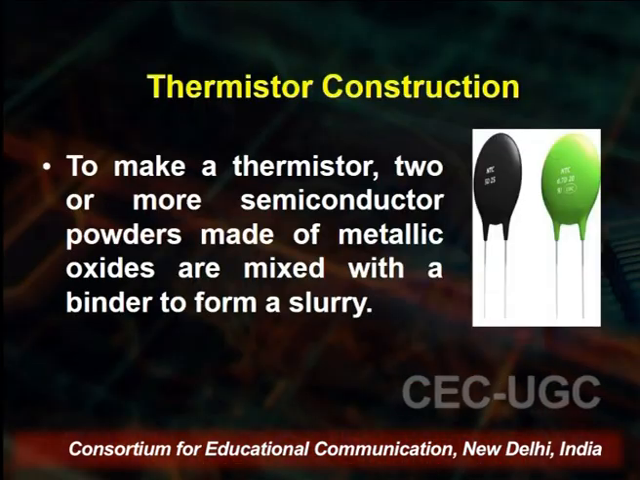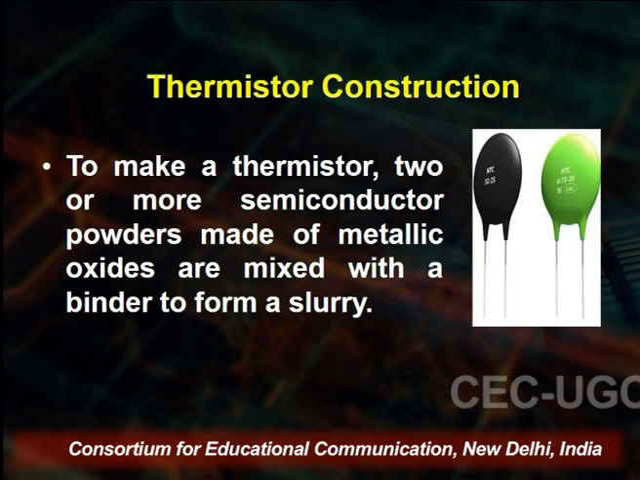Next is the thermistor construction. How do we make a thermistor? Two or more semiconductor powders made of metallic oxides are mixed with a binder to form a slurry. You see on the screen this NTC thermistor. To make it, we take two or more semiconductors in the form of powder, make the metallic oxides, mix them into a binder to form a slurry, and a small drop of this slurry is formed over the lead wire.